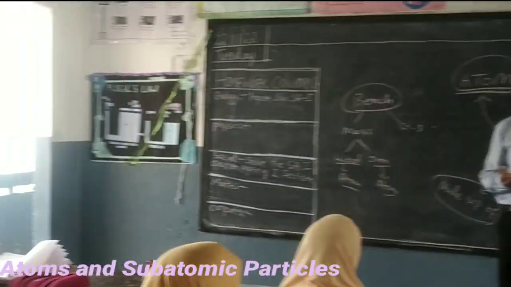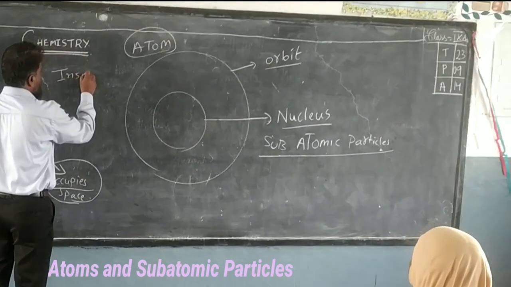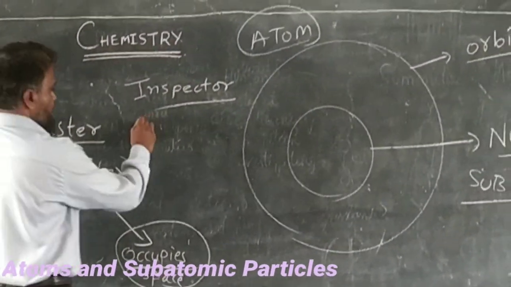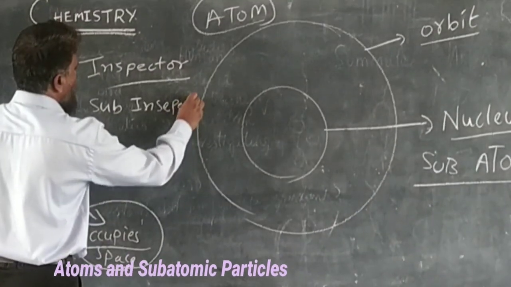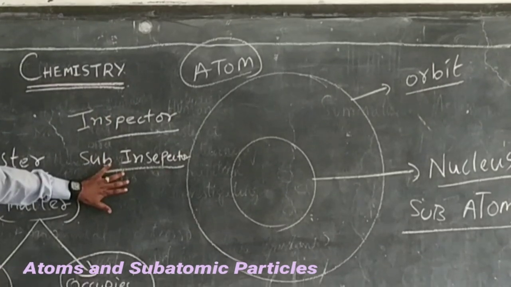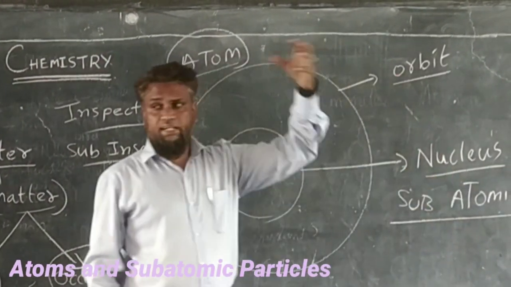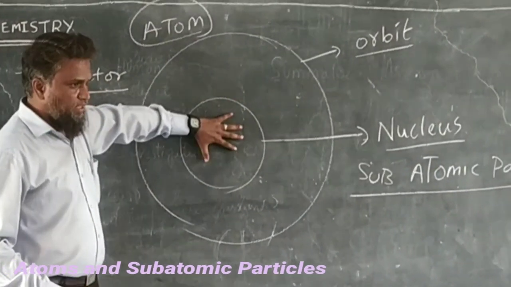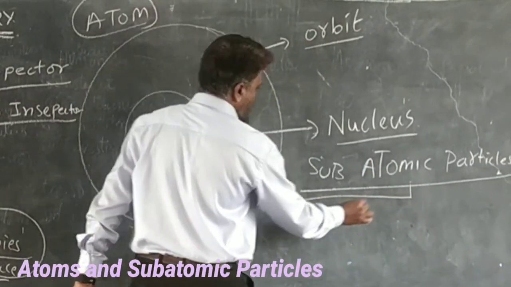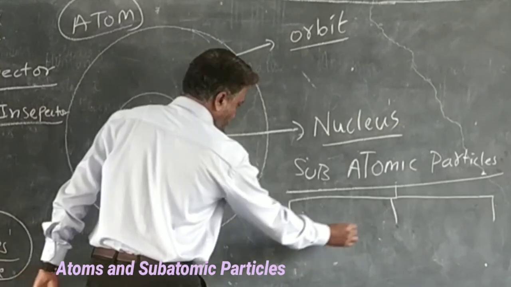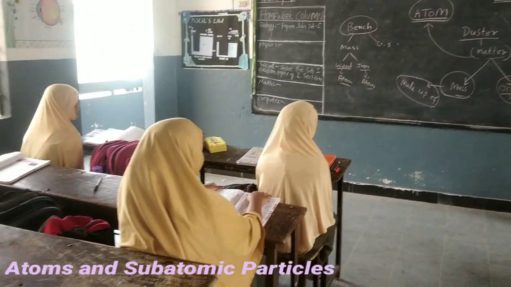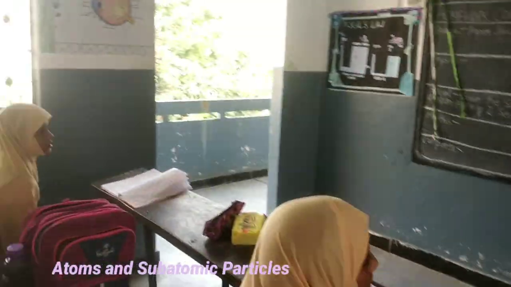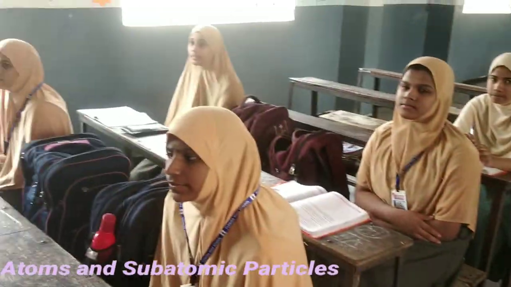What is the meaning of sub? For example, you have heard the word inspector. Below the inspector, you have sub-inspector. Is it clear? So subatomic particles means they are present inside the atom. This is our atom, and inside the atom you have the nucleus. Basically we have three subatomic particles. The first one is electron, proton, and neutron. Three subatomic particles are there.